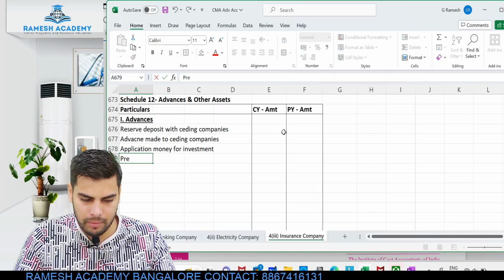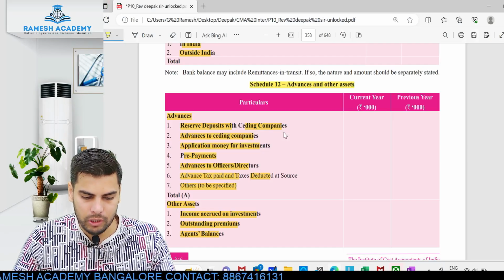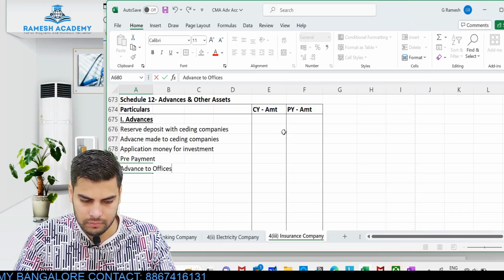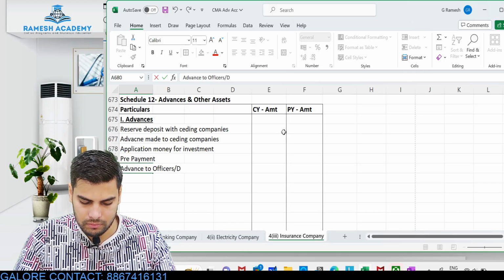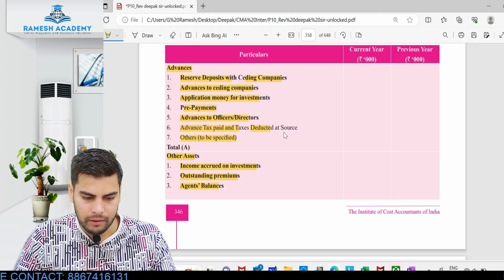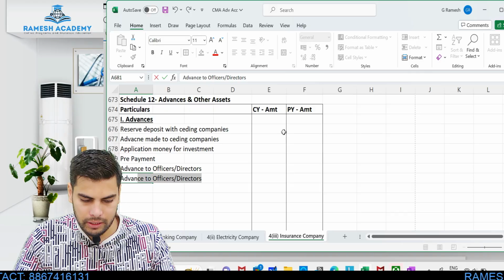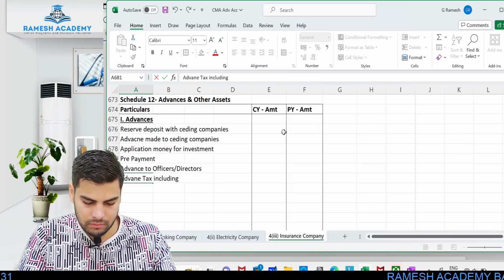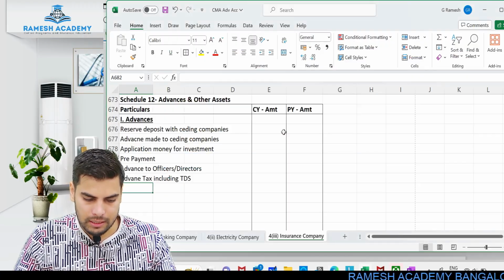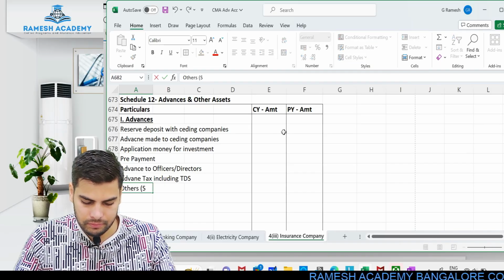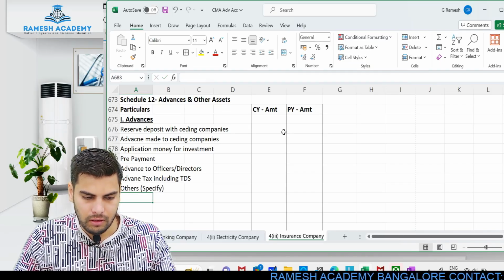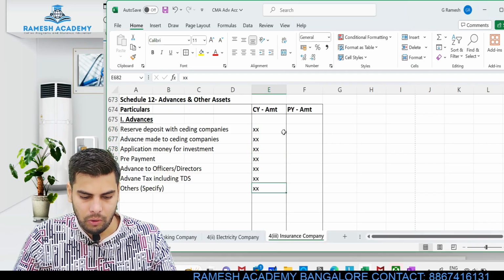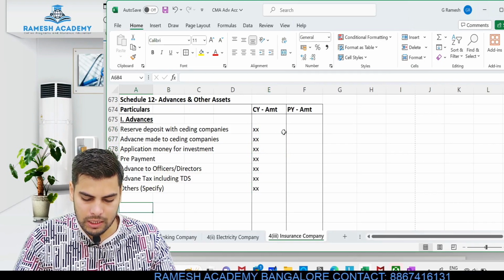Any prepayment which is made, if you have paid some amount in advance, so advance to officers or directors, any advance tax including TDS, and then others, just specify the nature. All right. Now after this, one is advance, the other thing would be what?